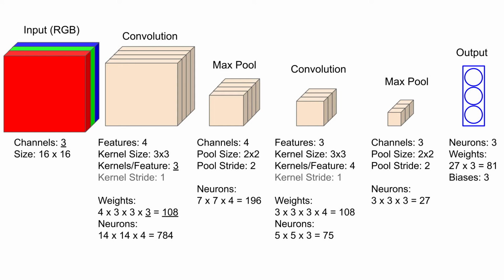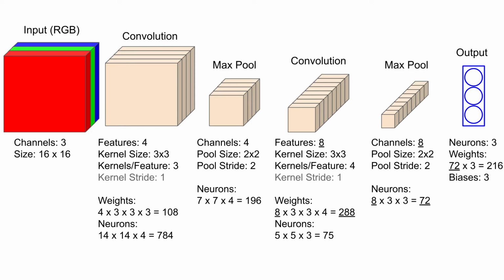Now suppose we want to have our network detect more combinations of the basic lines. We can have that layer look for 8 features instead of 3. This increases the number of weights in that layer, increases the number of neurons in the max pooling layer, and the number of weights in the final layer.